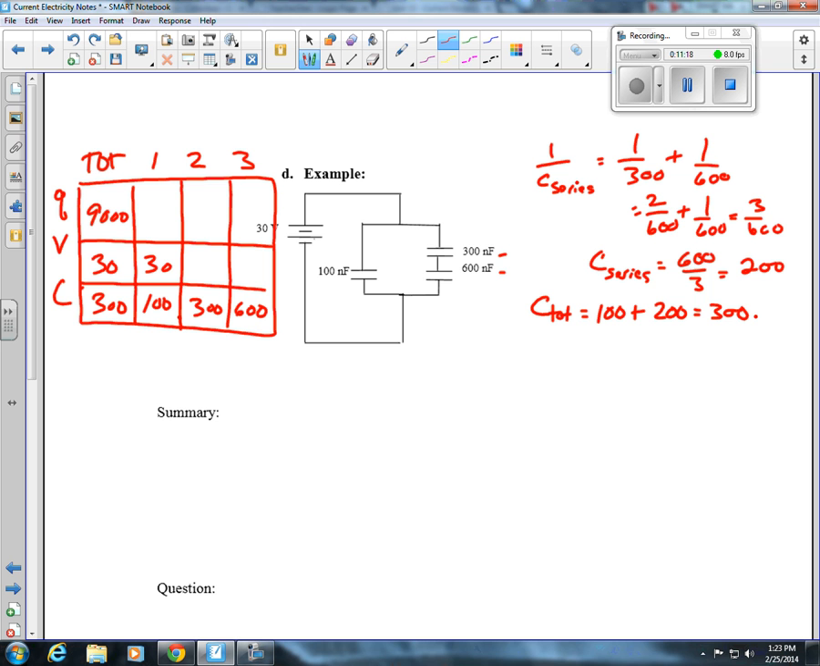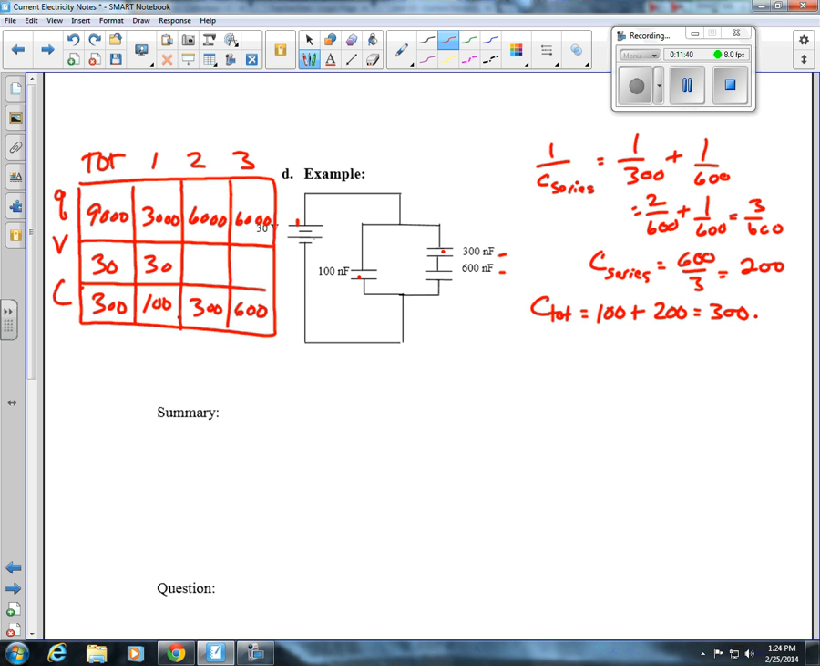And then that's going to give me 3,000 here for charge. So I have 9,000 charge comes out of the battery. 3,000 of it ends up on this 100. The rest of it has to end up on this 300. So this is going to be 6,000. And then it's also going to be that on the 600. So this is going to be 6,000.